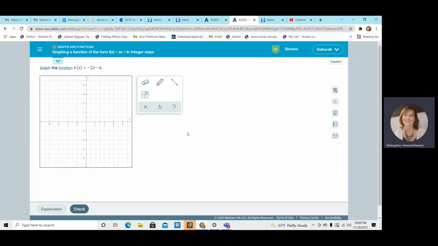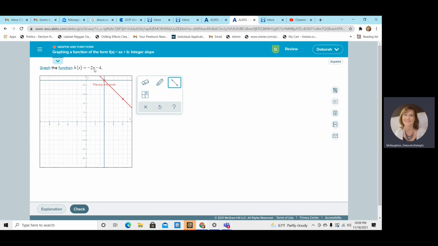All right, this video is how to graph a function of the form f of x equals ax plus b. Notice this is really of the form y equals mx plus b. So a is my slope and b is my y-intercept. So this tells me my y-intercept is -4.